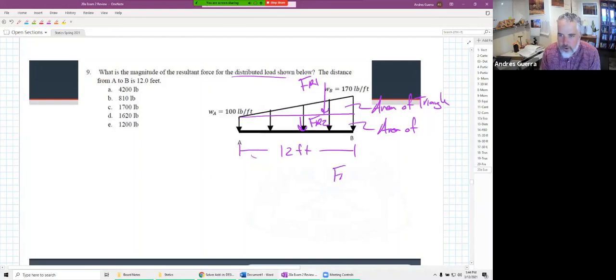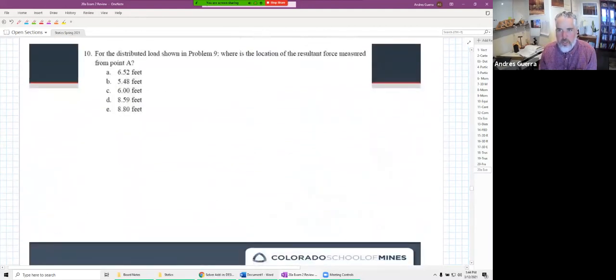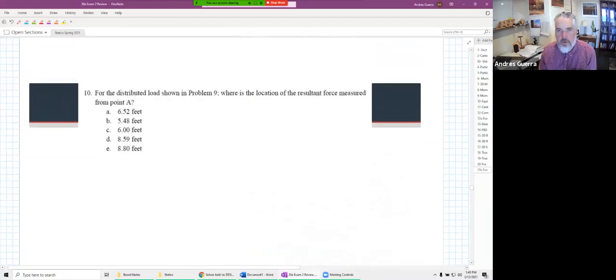And so FR1 is just the area of that triangle, and FR2 is the area of the rectangle. So the distributed loading should be really quite straightforward. In this one, where is the location of the resultant force measured from point A? That's exactly the same problem as our first problem on equivalent systems. We have the centroid for the triangle about here. The centroid for the rectangle is there.